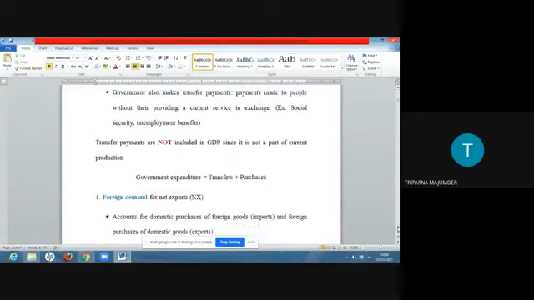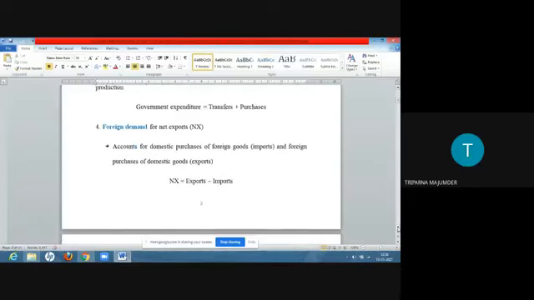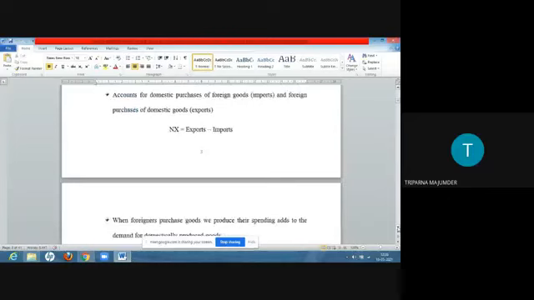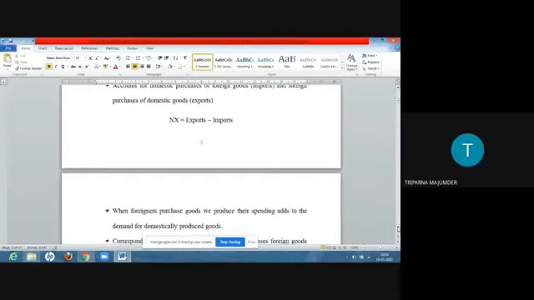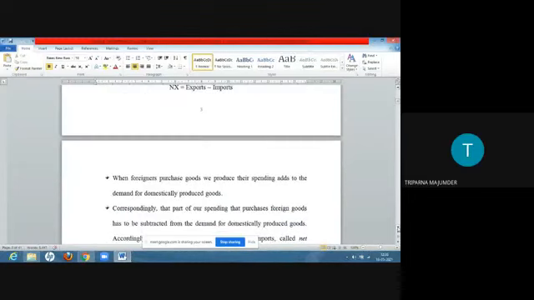We come to the final component of demand, which is foreign demand or net exports, as it is represented in a national income accounting identity. So net exports is what? Exports minus imports. When foreigners purchase goods we produce, their spending adds to the demand for domestically produced goods. So this should be added to our GDP.